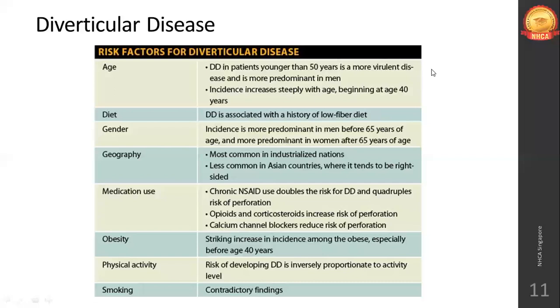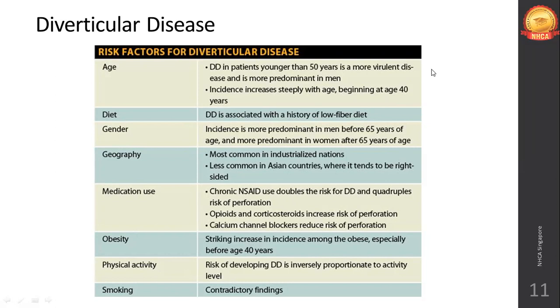So risk factors of diverticular disease, who are at risk: patients who are younger than 50 years of age is more a virulent disease, and it is more predominant in men. Incidence increases steeply with age, beginning at the age of 40 years, and it is associated with a history of low fiber diet. Those people who in their mid adulthood and early adulthood didn't indulge much in fiber rich food are at higher risk of developing diverticular diseases.